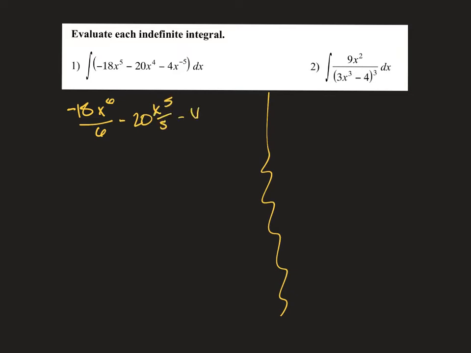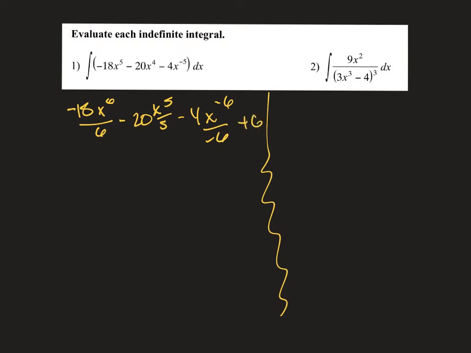So for the first 2 problems, we're simply doing antiderivatives, right? Indefinite integrals. So I'm going to use the power rule on this first problem. I'll kind of split the screen into 2 parts here. And this is going to be negative 18x to the 6th over 6, minus 20x to the 5th over 5, minus 4x to the negative 6 over negative 6, and then plus c.